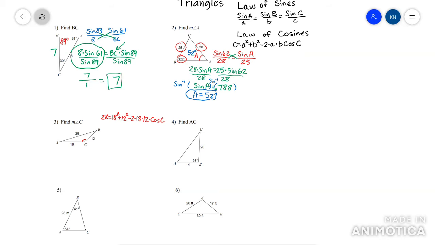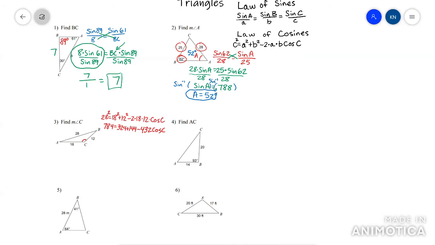Okay, this equation's wrong. Sorry, it should be C squared. So it's 28 squared. So let's go ahead and get some values for this. 28 squared is 784. 18 squared is 324. 12 squared is 144. Let's see, 216 times 2, 432. Cosine C. All right, so I just gave some numerical values. I'm just kind of cleaning up my work here.